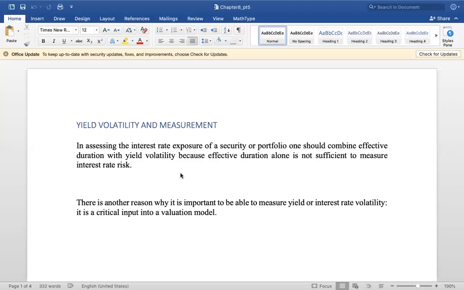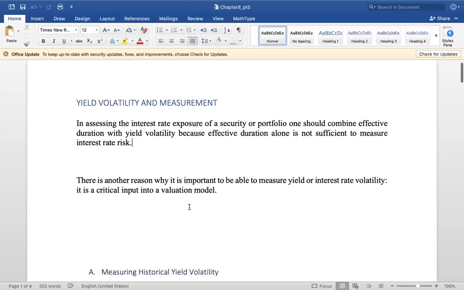The other reason why it is important to be able to measure yield and interest rate volatility is that it's a critical input in various valuation models. An assumption of yield volatility is needed to value bonds with embedded options and structured products. The same measure is also needed to value some interest rate derivatives, right? So yield volatility is important.